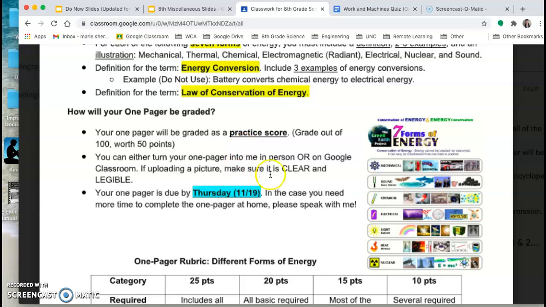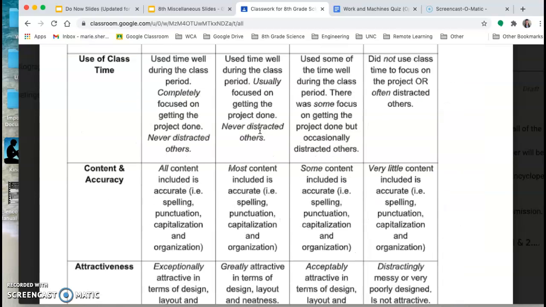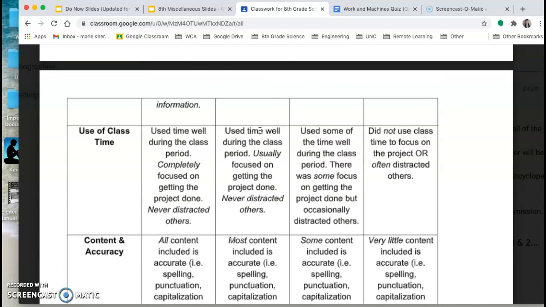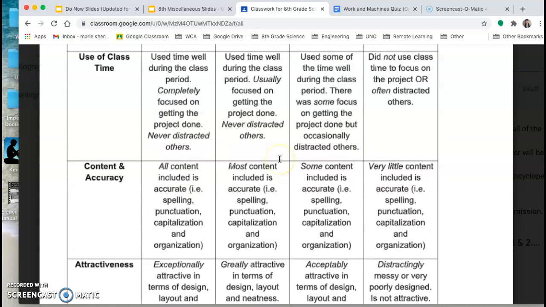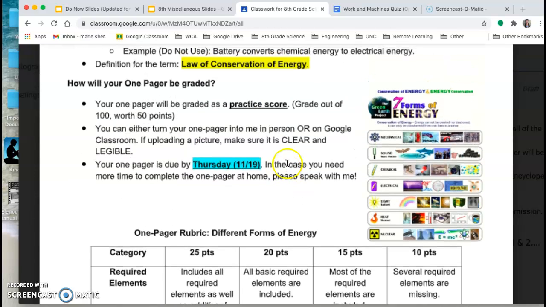Lastly, this assignment is going to be graded out of 100 points, but it will only be worth a 50-point practice score. So the rubric has several different areas that you are going to be graded upon, and you'll see that you will be scored out of 100. But like I said, this is only going to be weighted as a 50-point practice score.